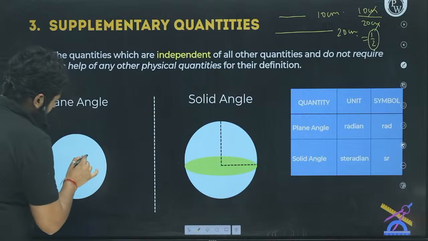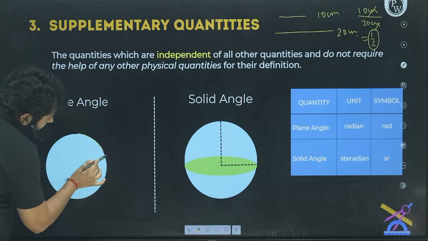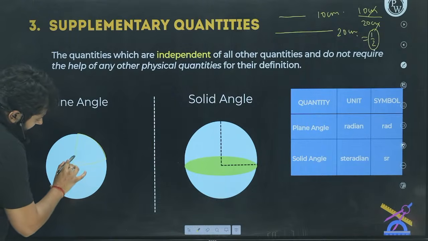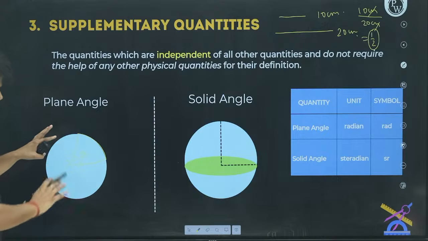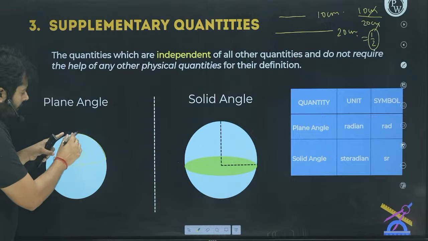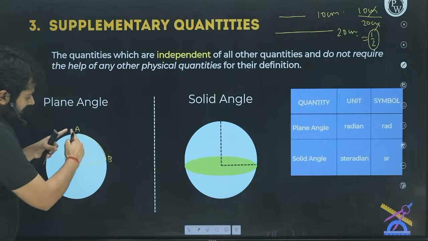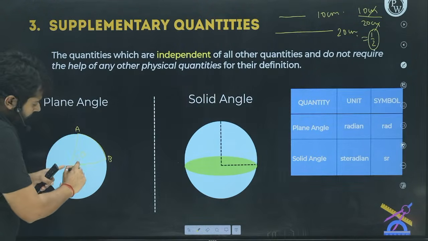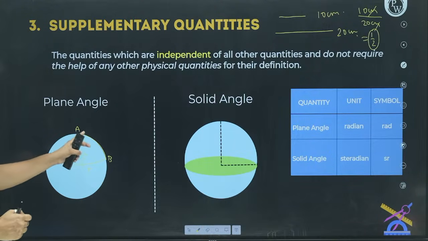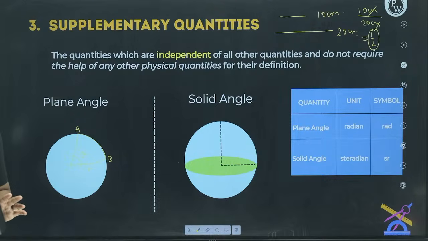Plane angle is a ratio involving an arc. Let's say this is an arc and it is subtending an angle theta. So this theta is the plane angle subtended by this arc. You can measure the length of this arc AB, and you can simply measure the radius, how far that arc is. The ratio of arc upon radius will simply become the plane angle.